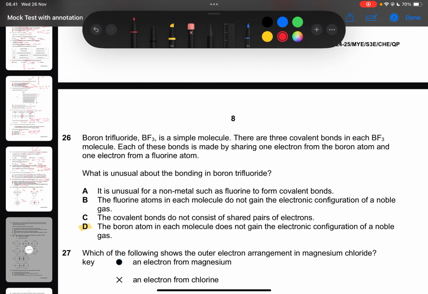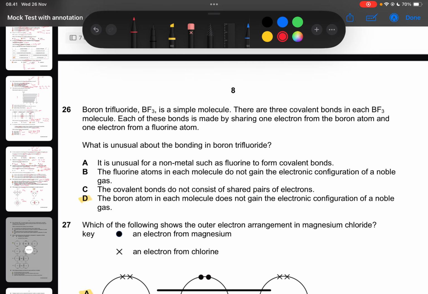Continuation for Chemistry MYE 24-25, question number 26. Boron trifluoride, or BF3. It's a simple molecule. So we're talking about covalent bond here. There are 3 covalent bonds in each BF3 molecule. Each of these bonds is made by sharing 1 electron from the boron atom and 1 electron from the fluorine atom. So let's try to write the Lewis structure for this.